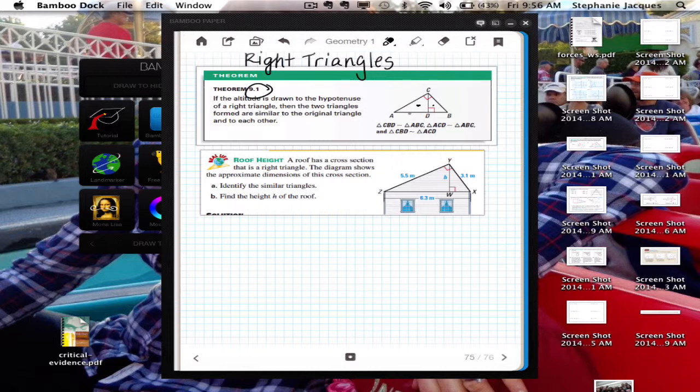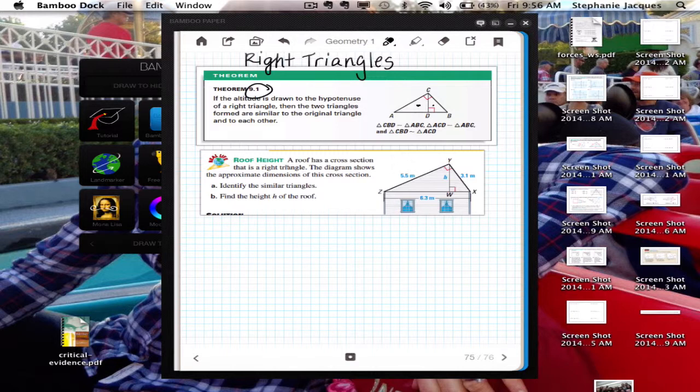And then, additionally, triangle CBD is similar to triangle ACD. So the two small ones are similar to one another, and the small ones are also similar to the large one. Let's apply this. So, roof height.